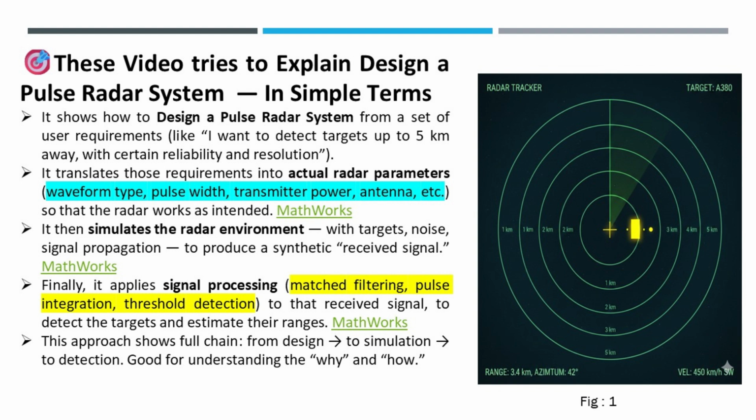It translates those requirements into actual radar parameters: waveform type, pulse width, transmitter power, antenna, etc., so that the radar works as intended. It then simulates the radar environment with targets, noise, and signal propagation to produce a synthetic received signal. Finally, it applies signal processing, matched filtering, pulse integration, and threshold detection to that received signal to detect the targets and estimate their ranges. The MathWorks approach shows the full chain, from design to simulation to detection. Good for understanding the why and how.